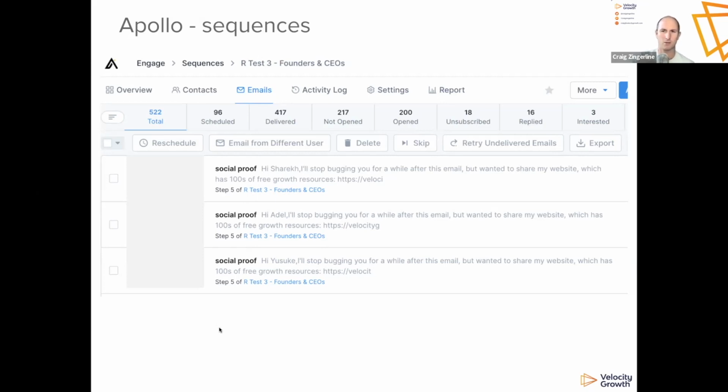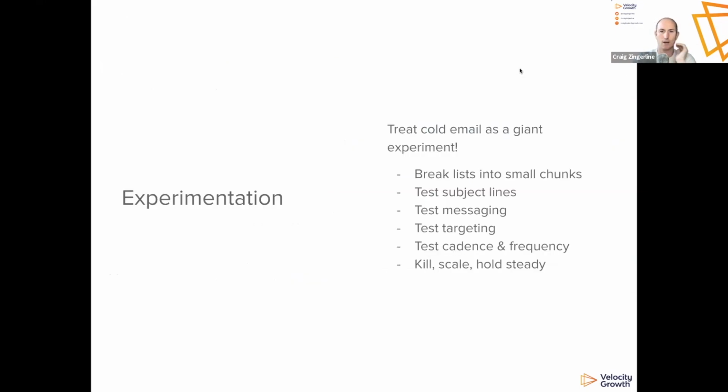I don't remember what this one was, but you can see the interface here: total number of messages to be sent, number scheduled, number delivered, number not opened, unsubscribed, replied, and interested. I don't really use this interested metric. Apollo has built-in interest tracking that uses machine learning to help you figure out if somebody's interested. I know they're interested if they reply back to me or if they click on something and end up in our HubSpot. That's how I look at it.